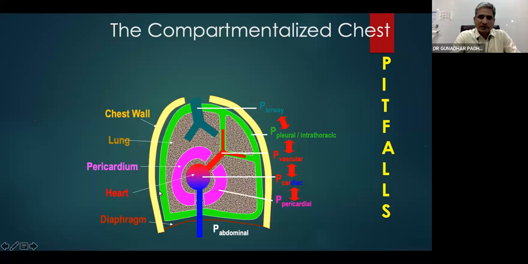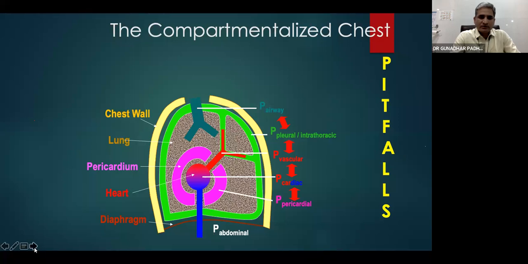So actually, the pericardium, chest wall, the pleura, something called the diaphragm, and all these pressures influence the CVP pressure. That is why, whenever there is any pathology in any of the chambers, your CVP may not show you reliable information. That is why the validity of CVP is very, very low.